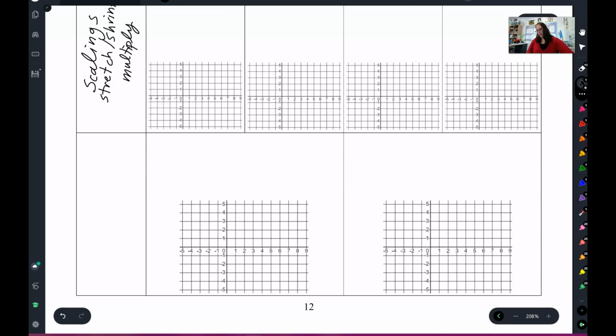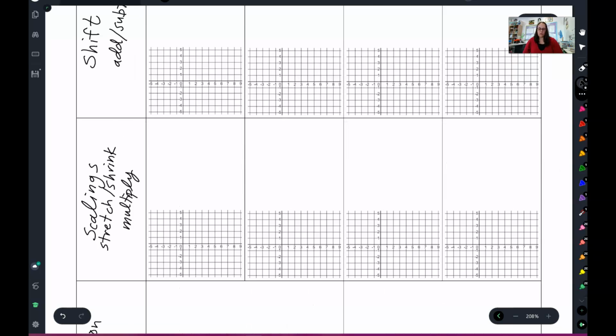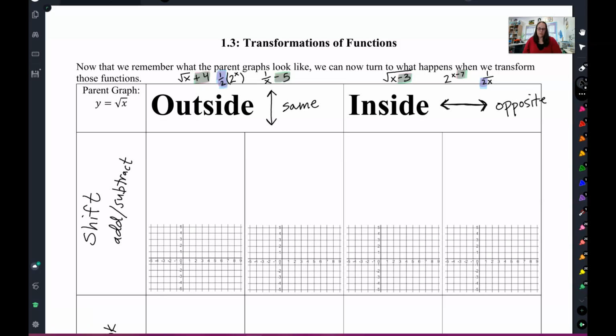The last one we have are reflections. Those happen anytime you're multiplying by a negative number. To give you an example, if I have this square root, and then I multiply by a negative outside, so now it's negative square root of x, that would be a reflection. You can also multiply inside. That's just going to reflect it a different direction, which we'll talk about more in just a second.